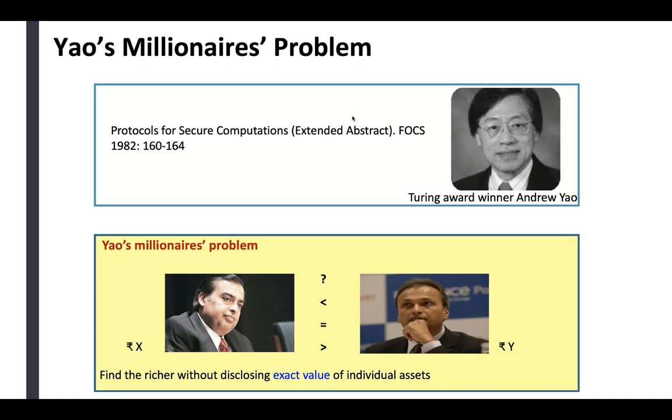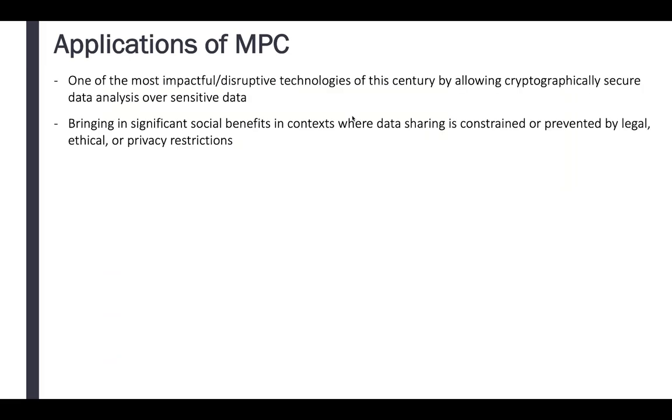Today, the application of MPC is not limited to Yao's millionaires problem, but it can actually tackle myriad applications in real life. So let me give you several examples. In fact, MPC is going to turn into one of the most impactful and disruptive technologies of this century by allowing cryptographically secure data analysis over sensitive data which are split across various sources, and by bringing in significant social benefits in contexts where data sharing is constrained or prevented by legal, ethical, or privacy restrictions.